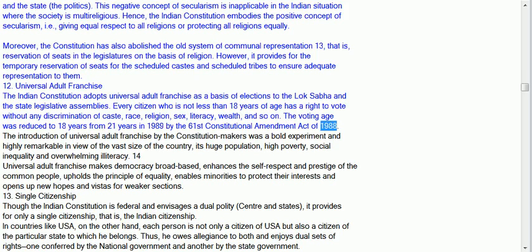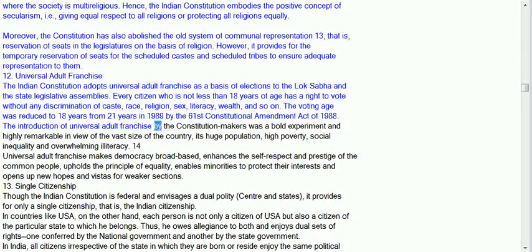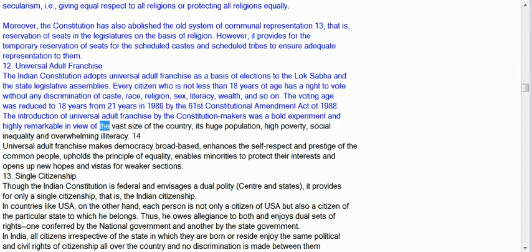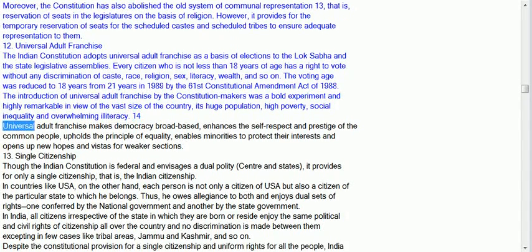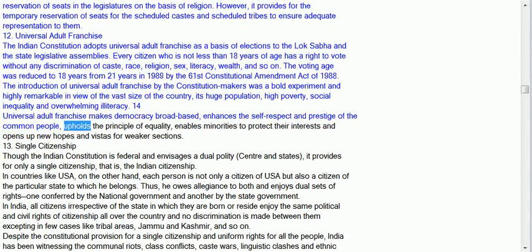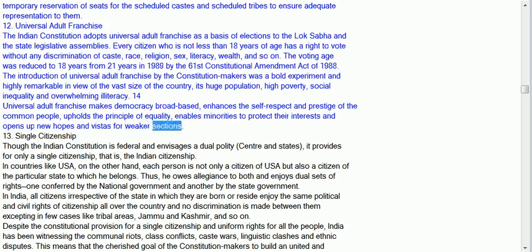The introduction of universal adult franchise by the Constitution makers was a bold experiment and highly remarkable in view of the vast size of the country, its huge population, high poverty, social inequality and overwhelming illiteracy. Universal adult franchise makes democracy broad-based, enhances the self-respect and prestige of the common people, upholds the principle of equality, enables minorities to protect their interests and opens up new hopes and vistas for weaker sections.